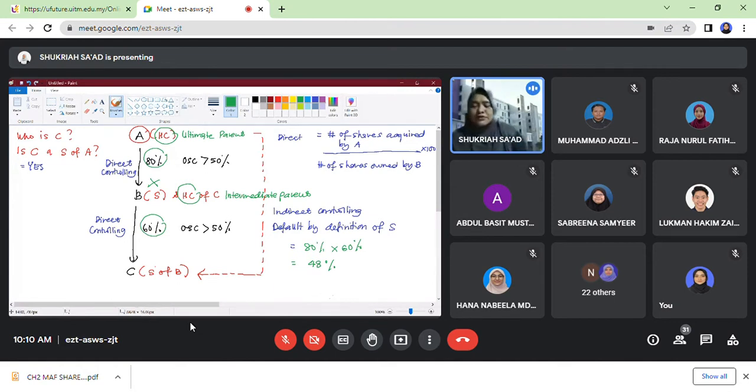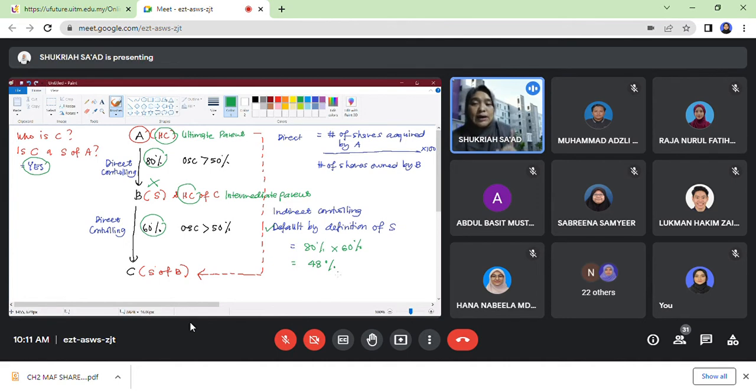Okay, 48%. Surely some of you are suddenly triggered: eh, the percentage of control does not even reach 50%. How does it become a subsidiary? You see, class? It is not enough, right? Right. It says to be a subsidiary it must be more than 50%. This is not enough, but it is a subsidiary. That's why I say, because it is indirect controlling, it is default by definition. So this is not an element you use to determine whether C is a subsidiary to A or not. It is not based on the percentage.